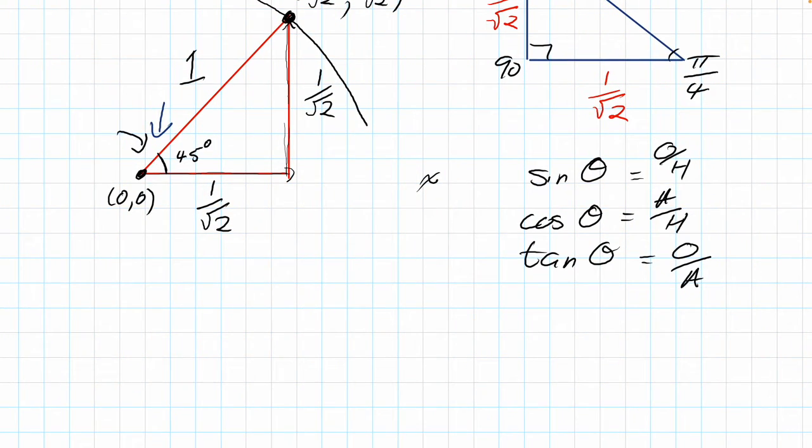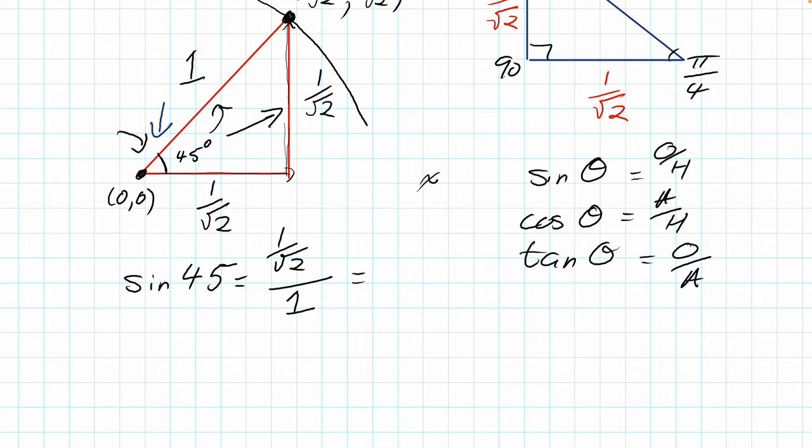I'm going to say, what is sine 45? Well, sine 45 is the opposite side, which is 1 over root 2, divided by my hypotenuse. My hypotenuse happens to be the value of 1. So if I work this out, it ends up being 1 over root 2. That's what this value ends up being. So the ratio of sine 45 is equal to 1 over root 2.